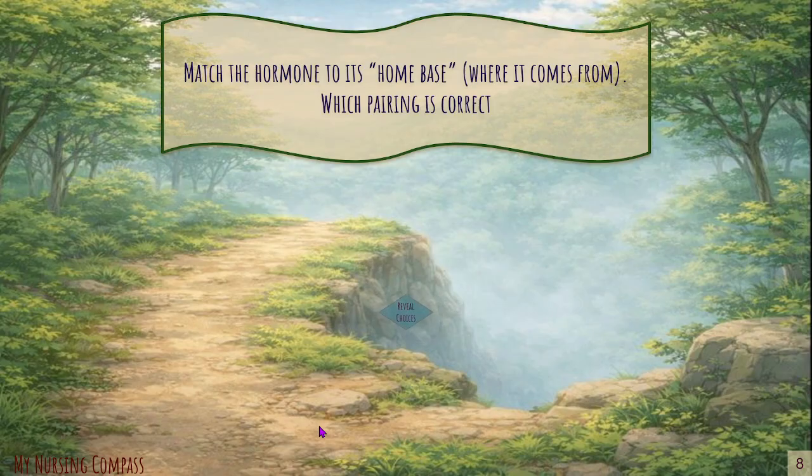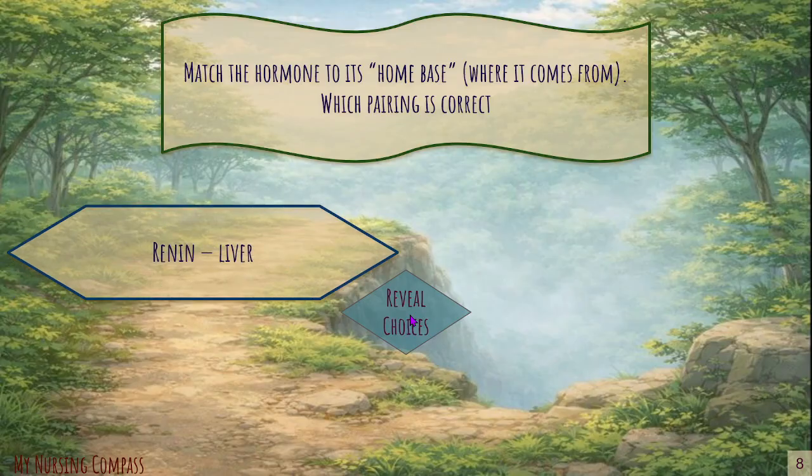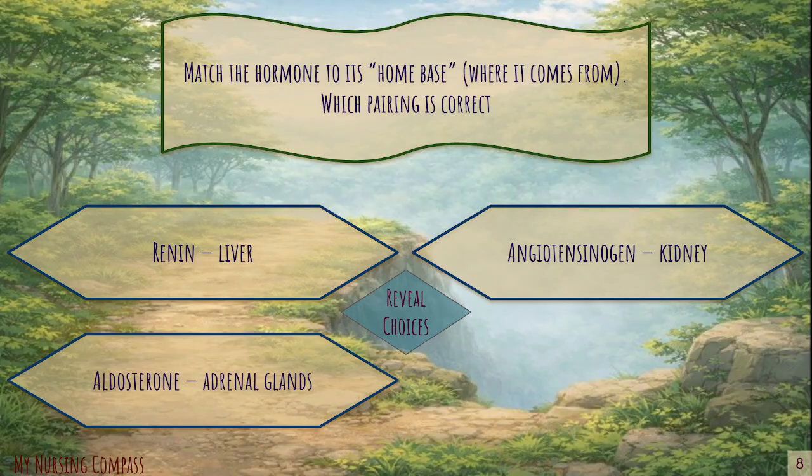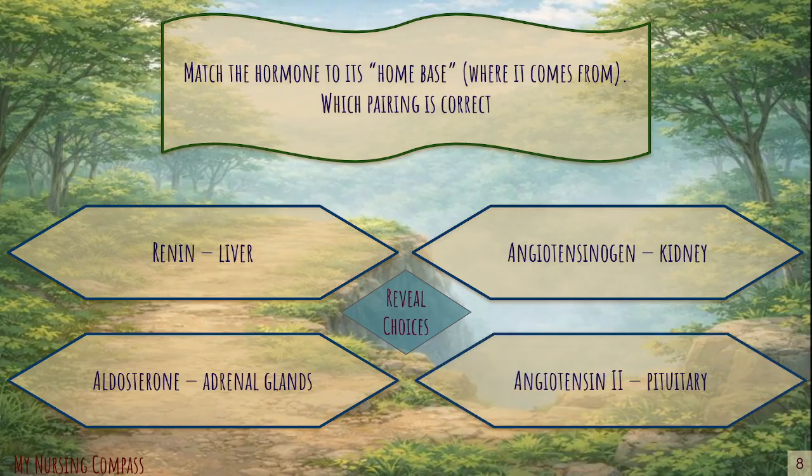Match the hormone to its home base, where it comes from. So which pairing is correct? Renin equals the liver. Angiotensin works in the kidneys. Aldosterone for the adrenal glands. Or angiotensin 2 in the pituitary. Which one is matched up appropriately?